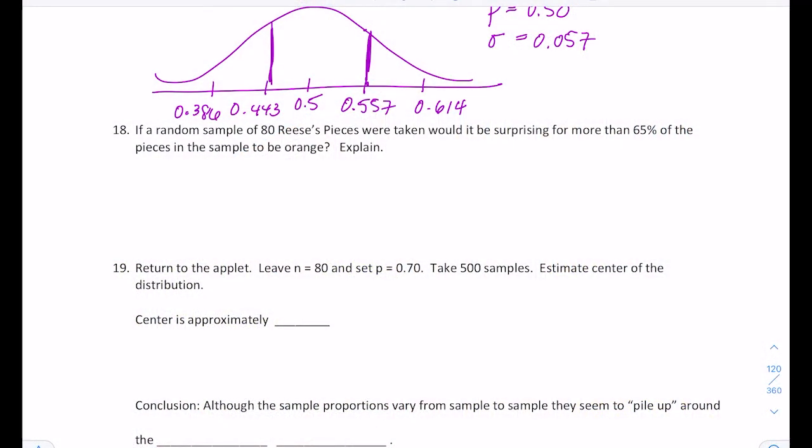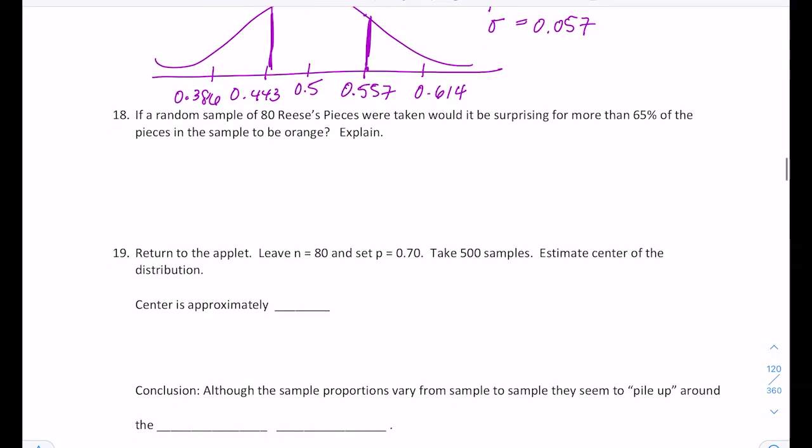Hi everyone. We left off on page 116 and we were talking about distributions of sample proportions. In number 18, we're looking at if we had a random sample of 80 Reese's Pieces, would it be surprising that more than 65% of the pieces in the sample were orange? So one way to determine that is to find the z-score. And if you're more than 2 standard deviations away, we would say that would be surprising because it would be rare or unusual. So it's not impossible, but it's improbable.